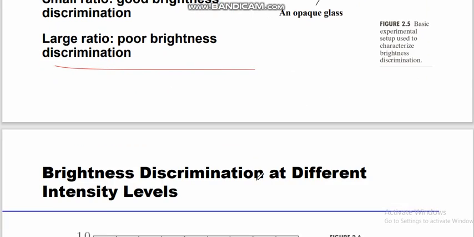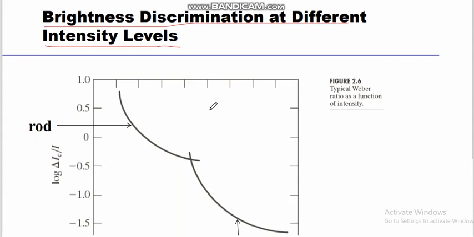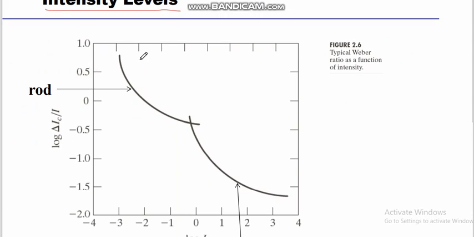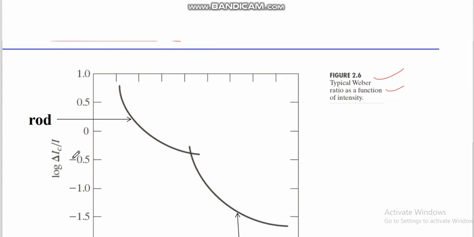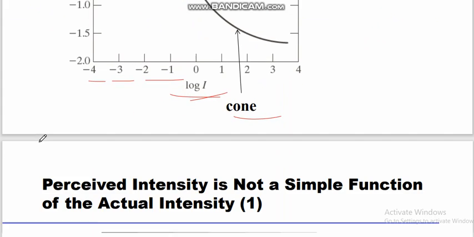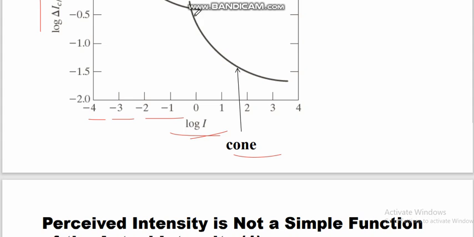Brightness discrimination at different intensity levels. Here, typical Weber ratio as a function of intensity. Cone, log I: -4, -3, -2, -1, 0, 1, 2, 3, 4 on the x-axis. That one is log I. Here, log delta IC divided by I. This is the rod. This is the cone.